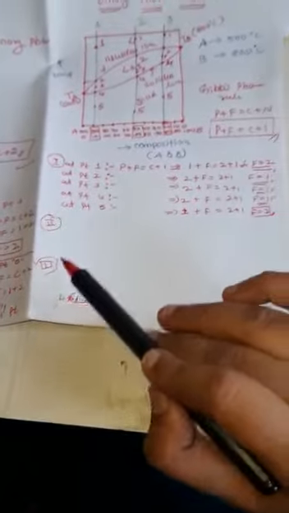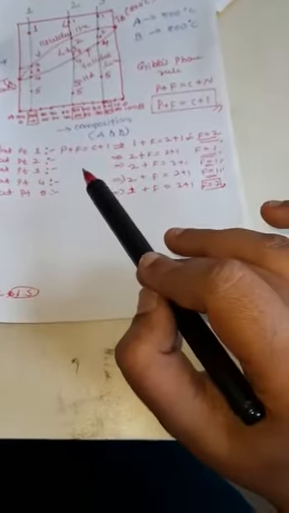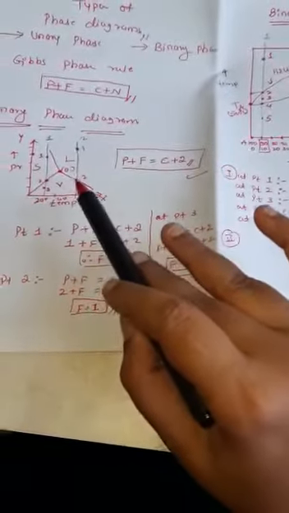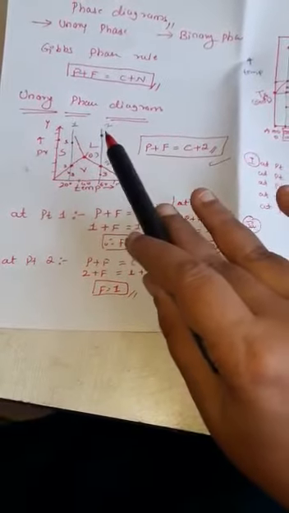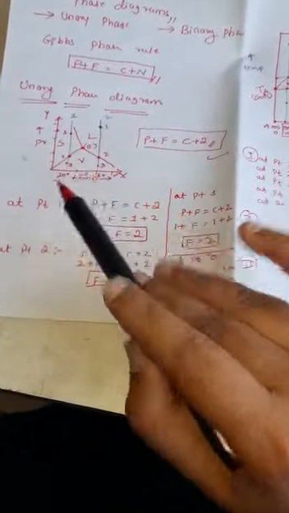Please go through this. Then for the given assignments, you have to complete the second and third points from the binary phase diagram, and in the unary phase diagram, please complete and explain the Gibbs phase rule at the second line. Okay, thank you.